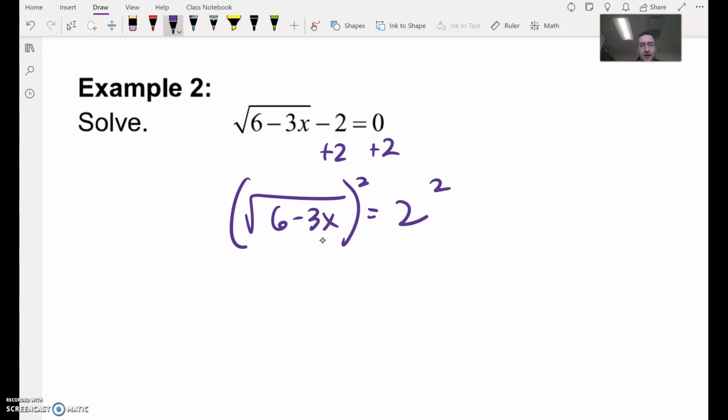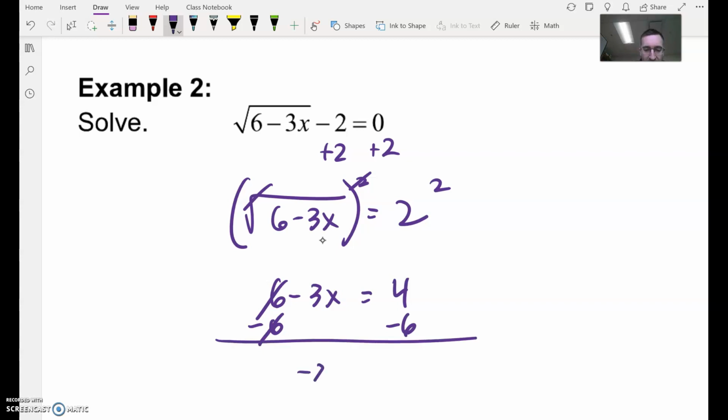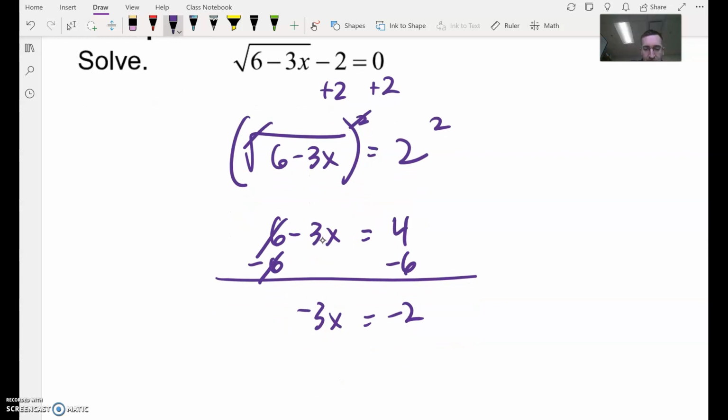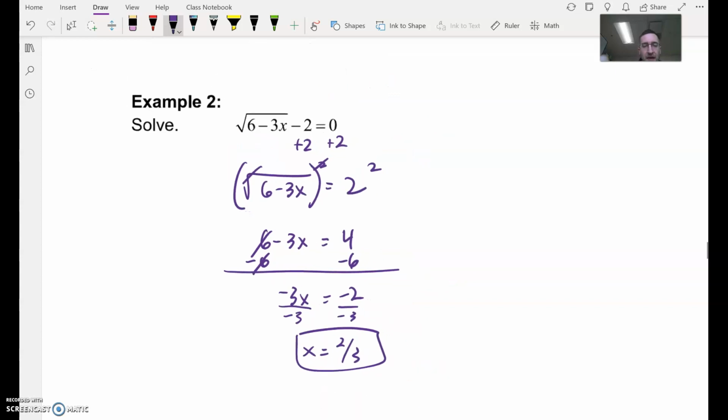It's a scale. And this squared and this square root cancel out, and we're left with 6 minus 3x equals 2 to the second power, which is 4. Boom, you're ready to rock and roll. We need to subtract 6 to cancel those out. Subtract 6 over here. So we have a negative 3x equals 4 minus 6. We're going to have a fraction answer. That's okay. Divide by negative 3. And x equals 2/3. Bang.